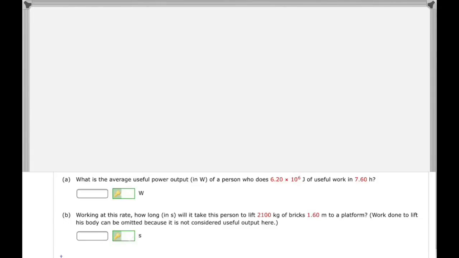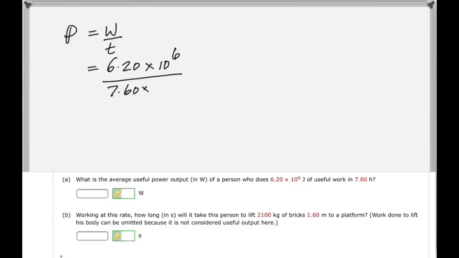This is again a straightforward problem. Work is given, time is given. You have to find the power. Just make sure that time is in seconds. Here it is given in hours, so change it into seconds.